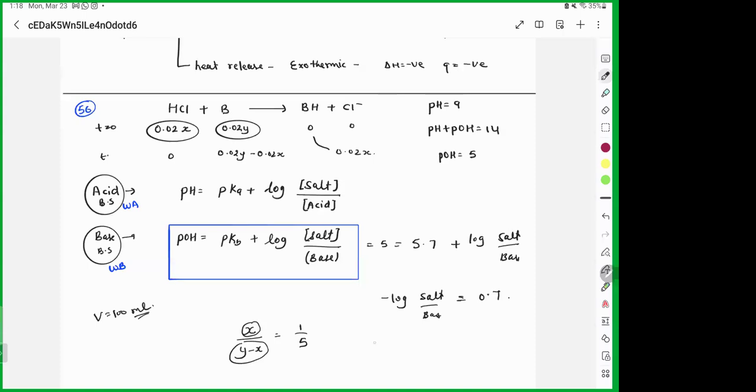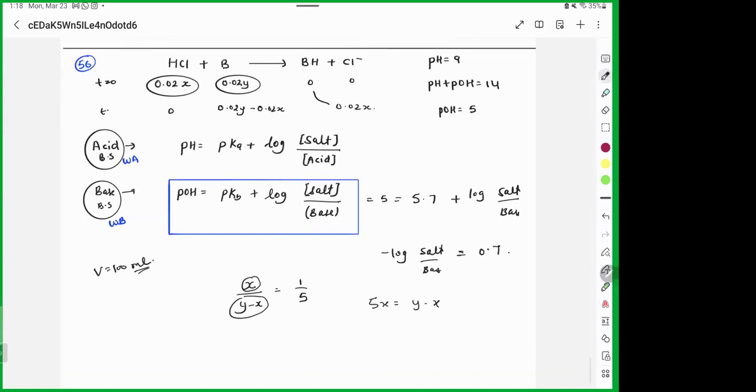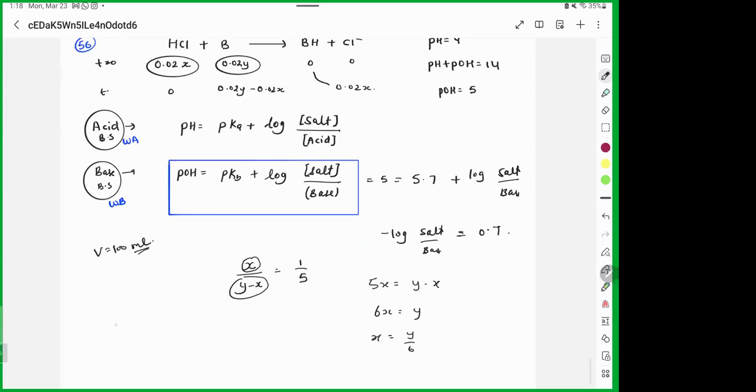If you do cross multiply, 5x is equal to y minus x. It will be 6x is equal to y. X is equal to y by 6. Correct? And 7x is equal to 100. Now you will ask, sir, what is this? 7x is equal to 100. How? Because 100 ml total is given.